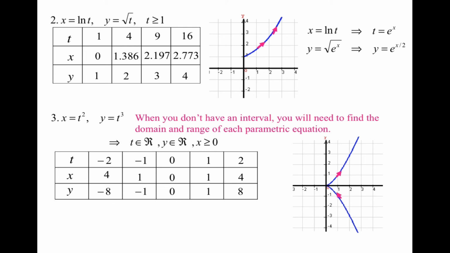And then I'm going to go ahead and solve for t in one of these functions. And I went ahead and chose x equals t squared. Solve for t, so t equals x to the 1/2, or the square root of x. Plug that into t in the y equals t cubed, and simplify to get y equals x to the 3/2.